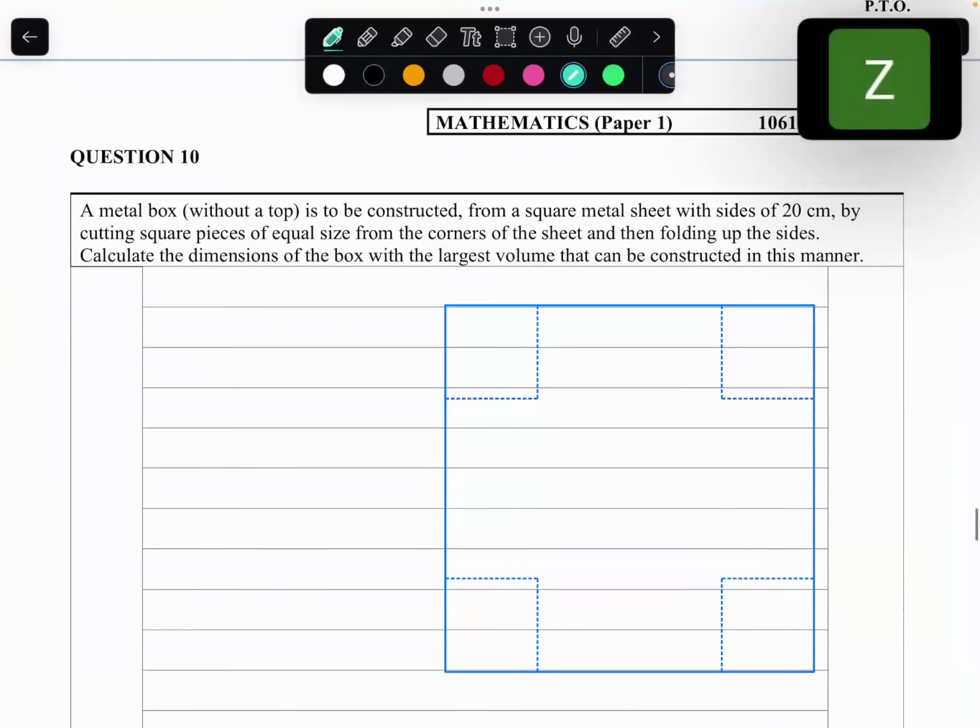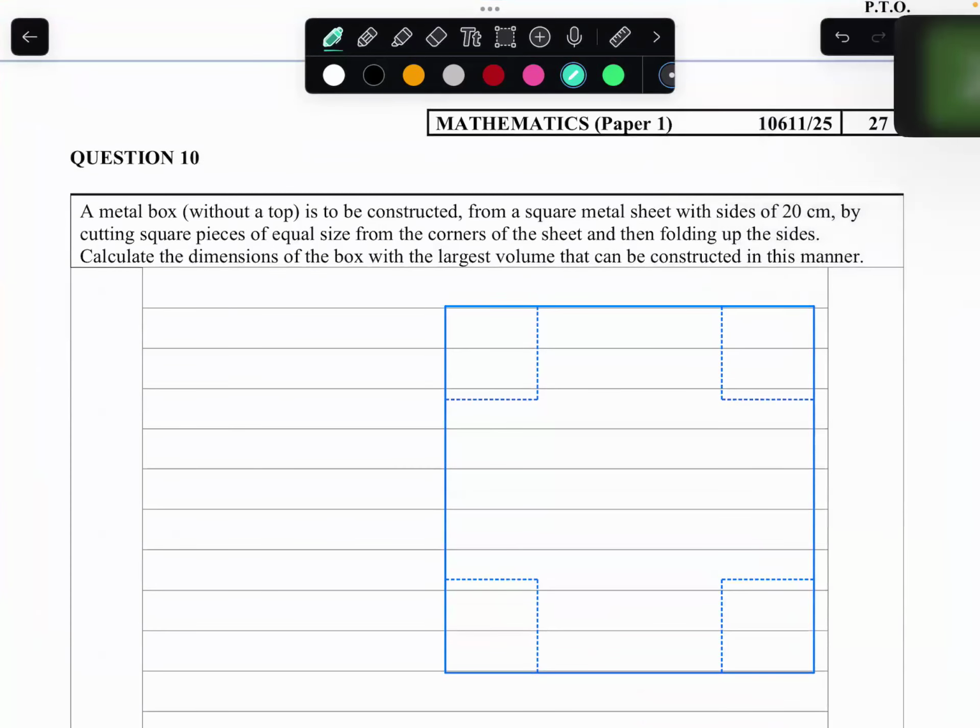All right, question 10, the optimization question, right? Okay, it says a metal box without a top is to be constructed from a square metal sheet. So I just threw the square in, right? So we're talking about the blue solid outline. Its sides is 20 centimeters. So this entire distance here is 20 right across, right? So we're at 20 on all four sides.